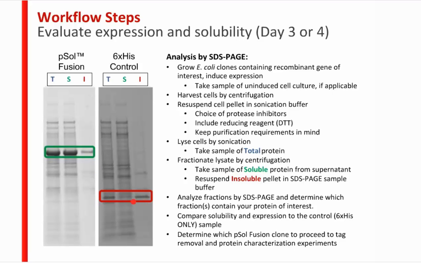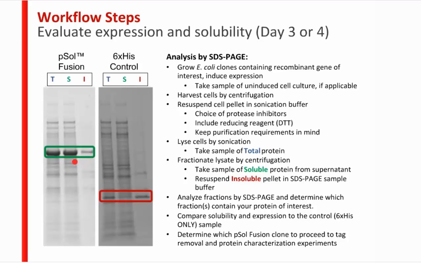We usually do it in 2 15-well gels, and it works really well. Then we compare solubility and expression to the control. And this is where the control vector, that control construct really comes in handy, because this is your baseline. This is without any solubility or expression enhancing tags. This is your baseline where you are. This is with a p-sol fusion. And you'll note they are 2 different molecular weights, but that's because this protein has a p-sol fusion on it, right? So it's going to be a little larger.